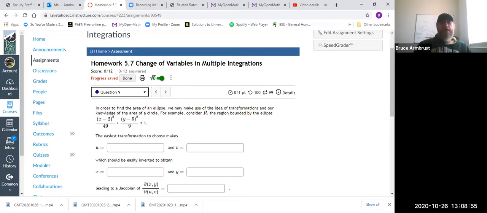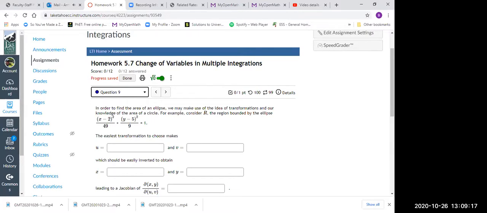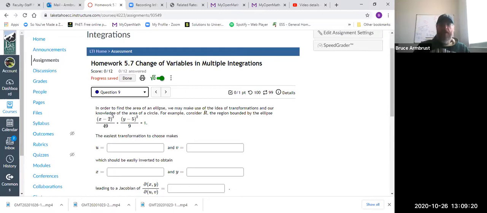Okay, well, let's think about what we're trying to do. We want to turn this into a circle equation. And the easiest circle equation is going to be u squared plus v squared equals 1. Why would that one be super easy? It's just a unit circle. Yeah, it's just a unit circle centered at the origin. We know everything about it. So let's think about what kind of transformation we need to do to make it so that this will look like u squared plus v squared equals 1.